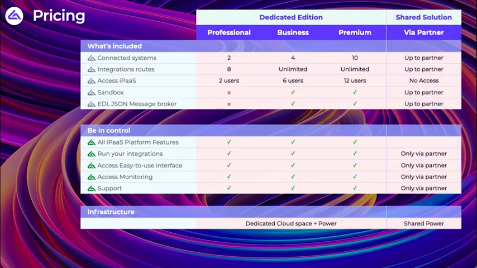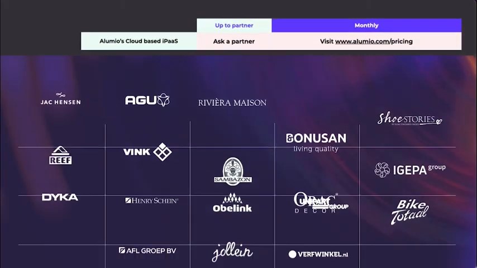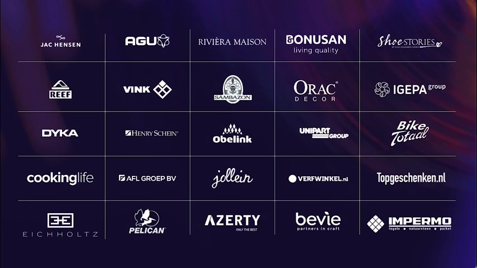The shared solution can only be ordered via Alumio's partners and is more competitively priced than the dedicated edition. Onboarding workshops can be offered via Alumio or our partners, and if you would like to have your complete project run by a partner, you can find Alumio partners on our website or simply get in touch with us to connect you to one. We look forward to you joining our prestigious family of customers for whom we proudly create future-proof integrations.